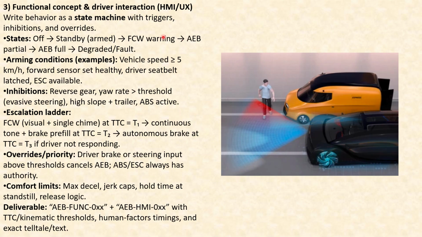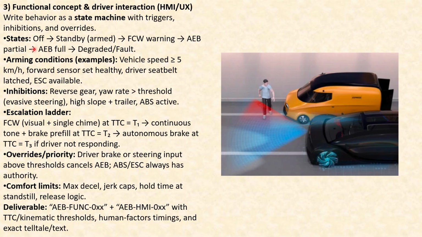Now when it comes to functional concept and driver interaction, which falls under the purview of human machine interface and user concept, write behavior as state machines with triggers, inhibitions and override. For example, when it is in off state or standby state, or is it going to give forward collision warning, and after forward collision warning, AEB partial, next AEB full and degraded fault.